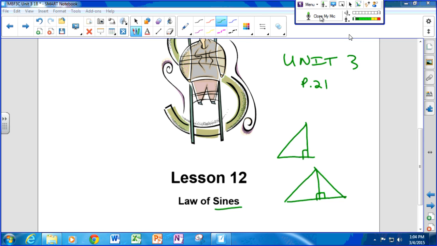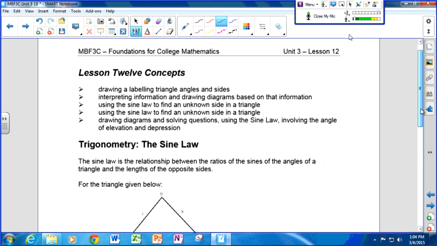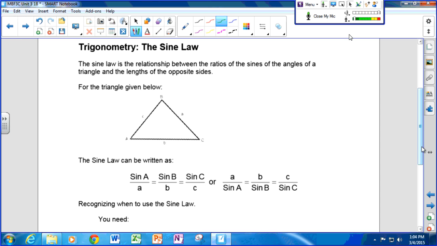Now the law of sines isn't much more complicated than the trig identities, the SOHCAHTOA that we've been looking at. But remember that the law of sines actually applies to any triangle, except it doesn't really apply to right triangles. You can use it on right triangles, but you're better off using the trig identities, the SOHCAHTOA. So for a right triangle, you're going to use SOHCAHTOA.